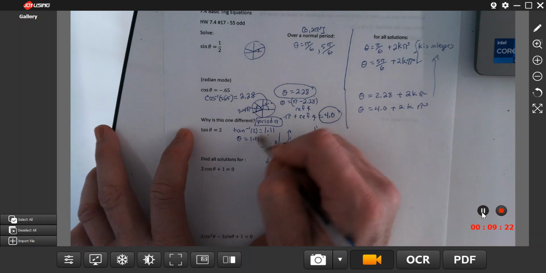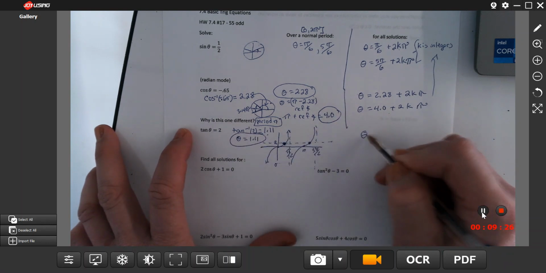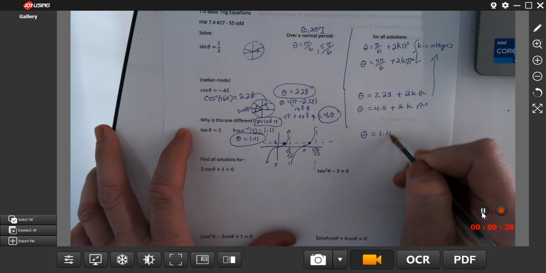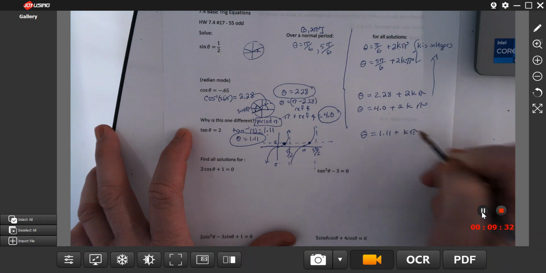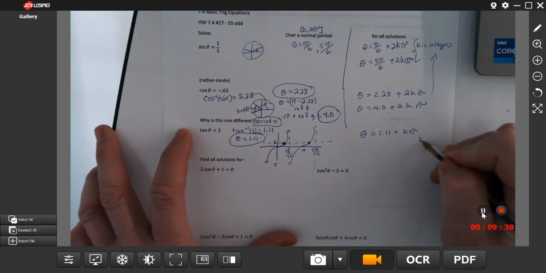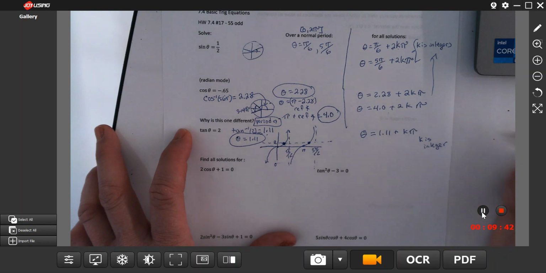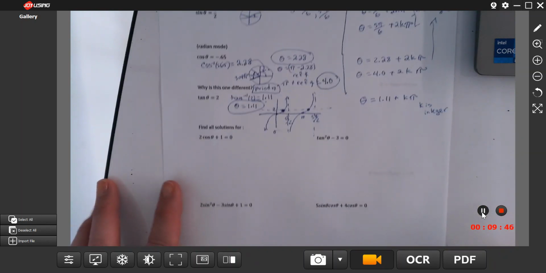So this was my 1 solution in the period, and all solutions would be, I take my 1 solution and I can add all the multiples of pi, 1 pi, 2 pi, 3 pi, negative 1 pi, negative 2 pi, negative 3 pi, and so on. So again, k is an integer. Still doing okay?